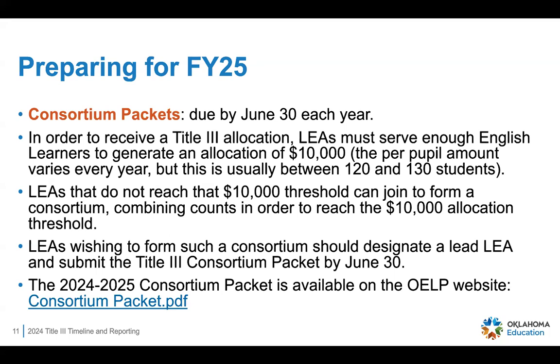LEAs that do not reach that $10,000 threshold can join to form a consortium, combining counts in order to reach the $10,000 allocation threshold. LEAs wishing to form such a consortium should designate a lead LEA and submit the Title III consortium packet by June 30th. The 24-25 consortium packet is available on the OELP website.